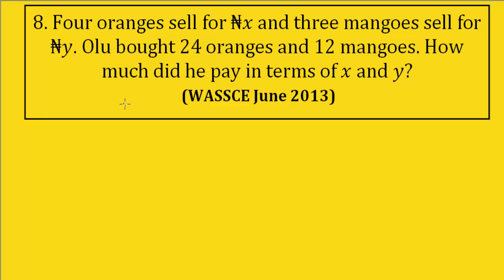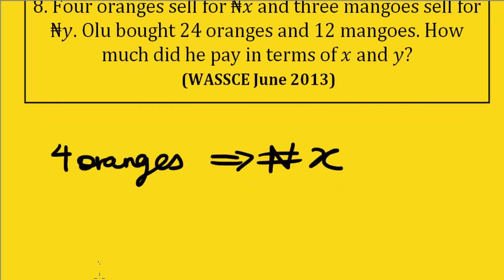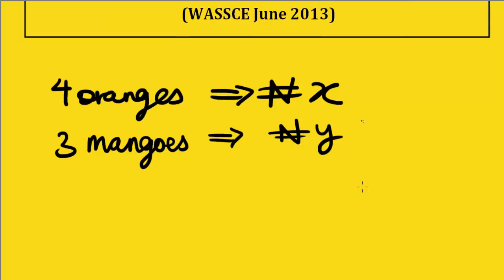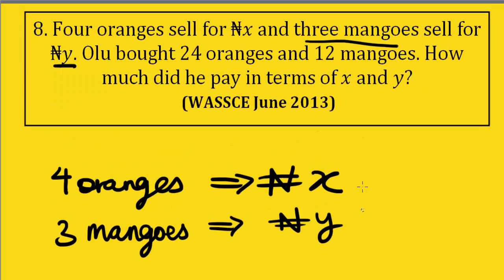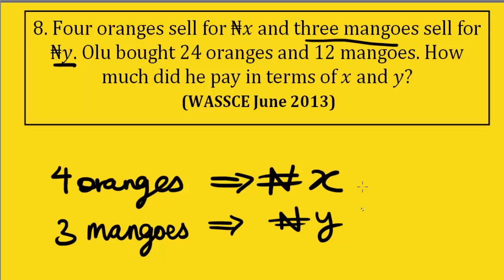So we've been given that 4 oranges go for X naira. X is an unknown variable. And we've also been given that 3 mangoes sell for Y naira. And we've been asked to find how much the boy paid in terms of X and Y, given that he bought 24 oranges and 12 mangoes.